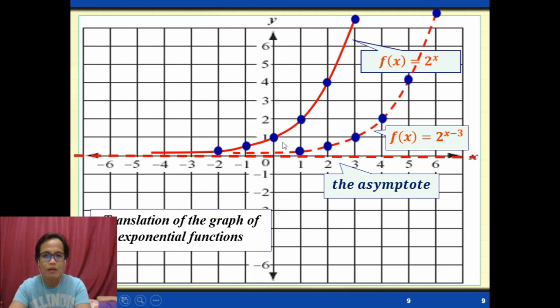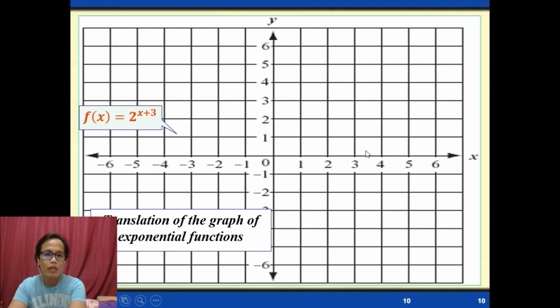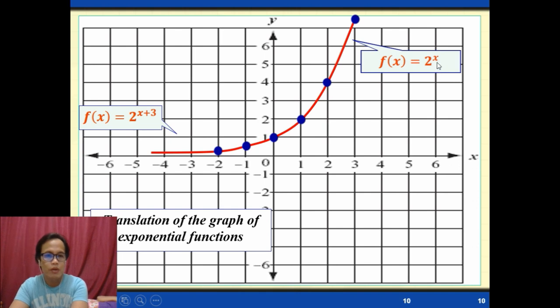So this is the original graph. So we start from 1, 2, and 3. So this graph, this broken line, this is now the graph of f of x equals 2 raised to x minus 3. Okay, for example, if it is 4, then 4 units. If 5, then 5 units. Okay, next, how about this one? F of x equals 2 raised to x plus 3. Earlier it was minus, now it is plus 3. Again our reference graph is f of x equals 2 raised to x.